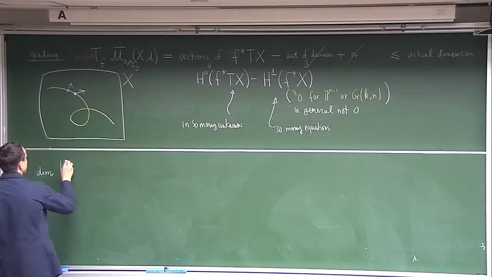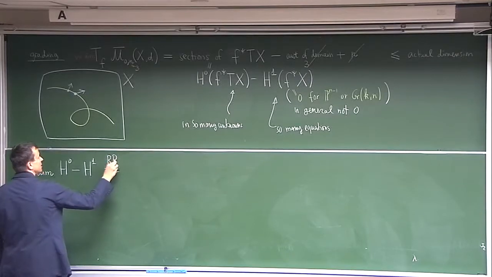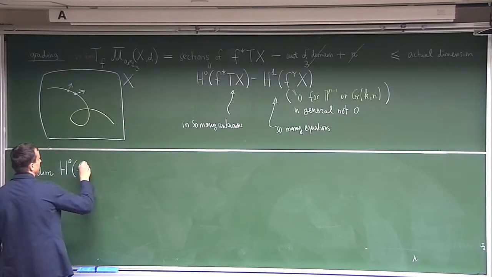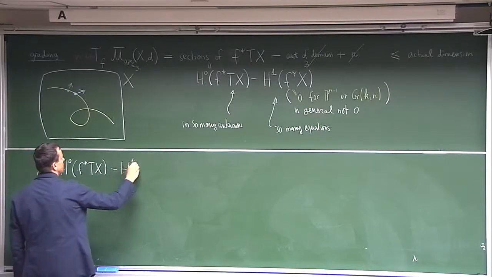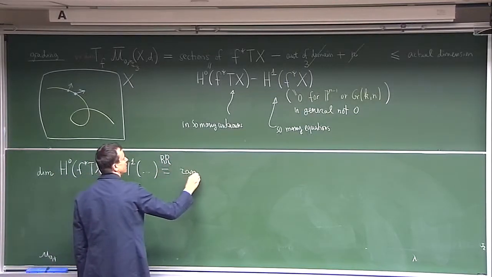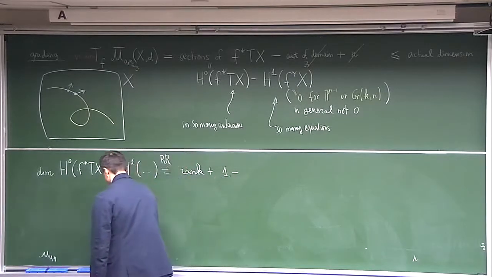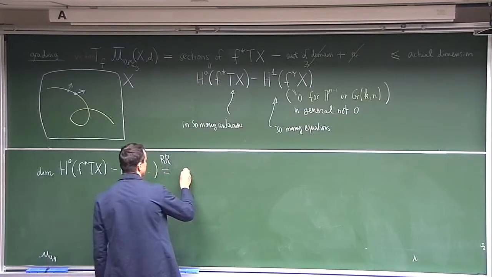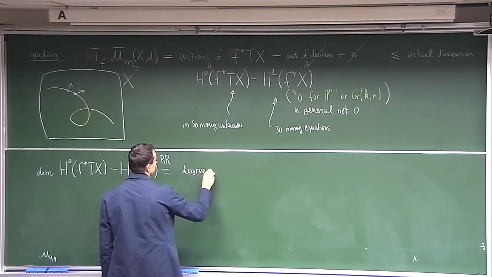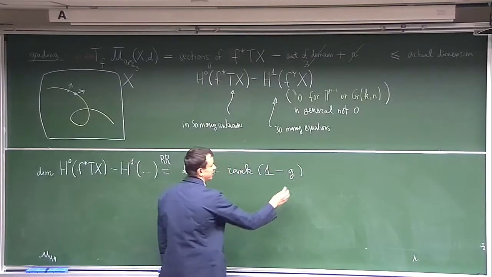What is the dimension of H naught minus H1? Well, this is Riemann-Roch. It says that, writing H naught of the pullback minus H1, the same thing, this is by Riemann-Roch the degree plus the rank times 1 minus the arithmetic genus.